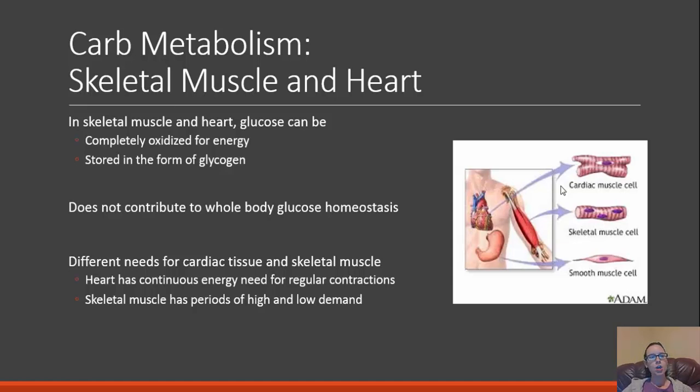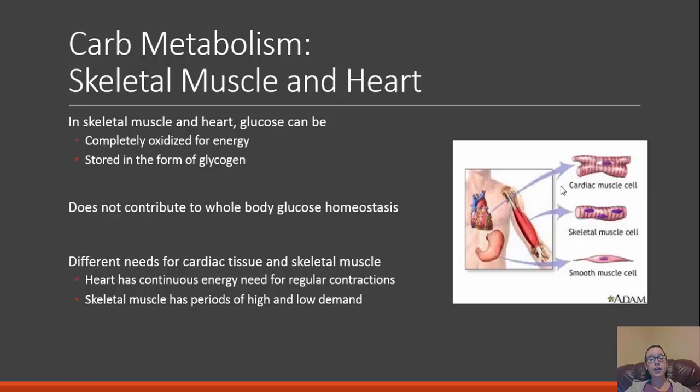Okay. So in the skeletal muscle and heart, glucose can be completely oxidized for energy, again, via TCA and electron transport chain, or if glucose is present in abundance, it can be stored in the form of glycogen. However, glucose in the muscle cannot contribute to whole body glucose homeostasis. And you'll remember from previous lectures that that's because muscles lack G6 phosphatase, so that they're not able to convert G6P back up to glucose that could be released back into the blood. So instead, it needs to either be oxidized or stored.